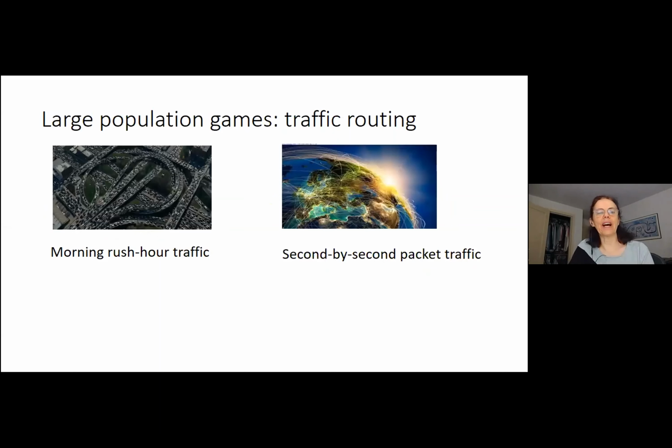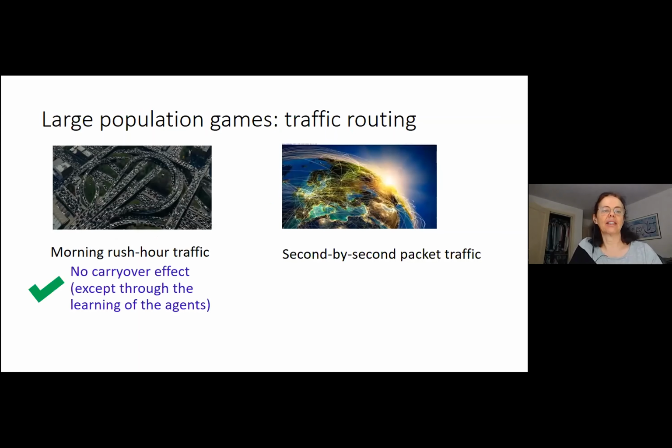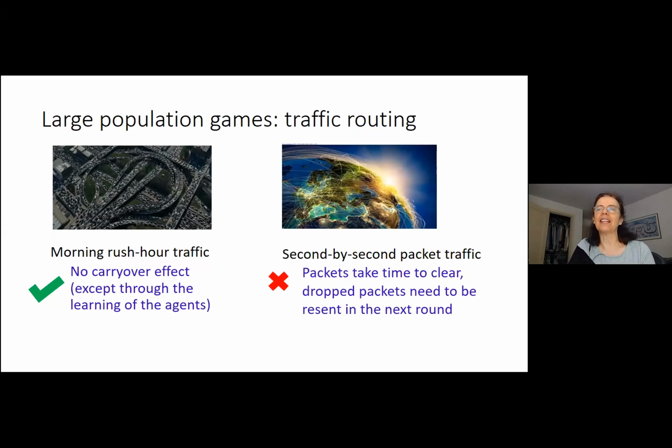So let's go back to traffic routing. I had two pictures on my slide. One was a morning rush hour kind, and one was an iconic picture of packets on the internet, or at least that's what I intended it to be. For morning rush hour, the assumption is quite reasonable. No matter how bad traffic was Monday morning, by Tuesday morning it's all gone. You can start all over again. In the middle of the night, the traffic is actually very light everywhere. But it's definitely not reasonable in packet routing.